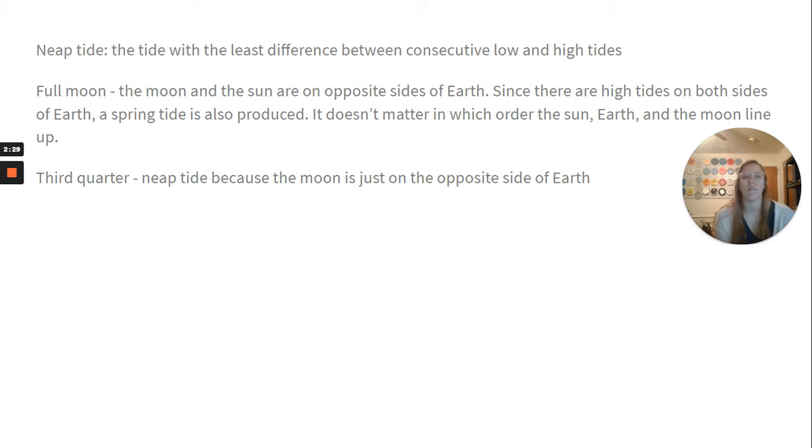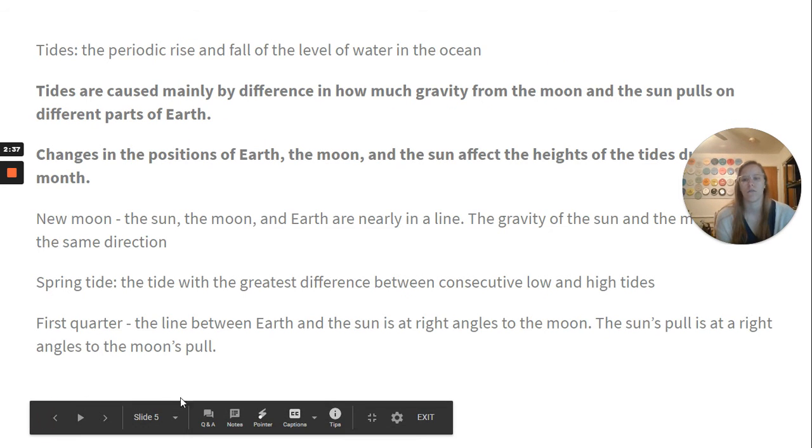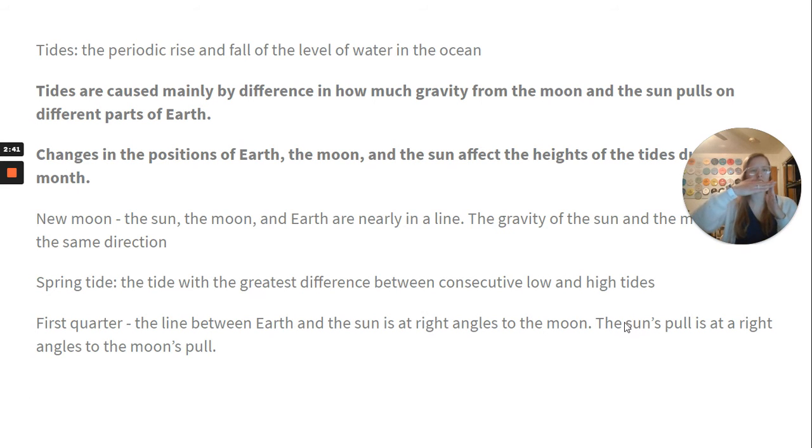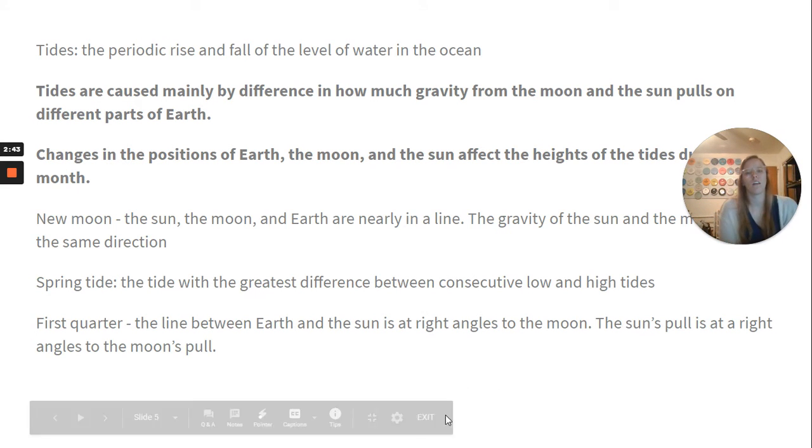It doesn't matter in which order the sun, Earth, and the moon line up. Third quarter is a neap tide because the moon is just on the opposite side of Earth. So same as the first quarter, except it's on the opposite side. So if it would be here, it's going to be here instead.